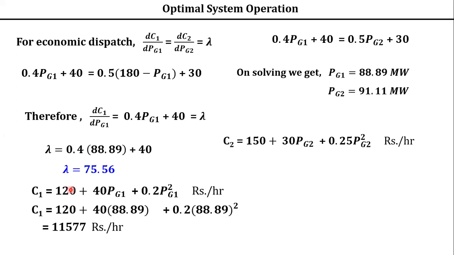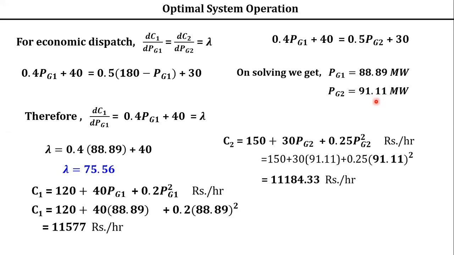So cost C1 is obtained. This is a quadratic equation, and this is the optimal scheduling. We got PG1 and PG2. These values you substitute in the quadratic equation, so you will get the individual cost of each plant. So this is the cost of plant 1, 11,577. Then coming back to the second quadratic equation, substitute PG2. Wherever PG2 is there, replace it with 91.11 megawatt. So you will get the respective cost.